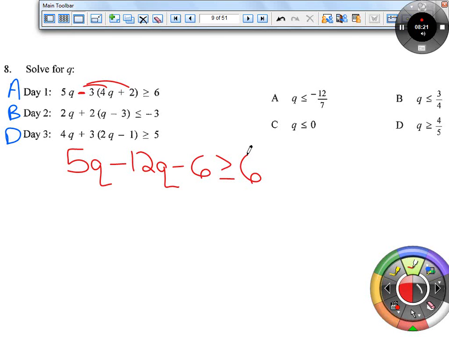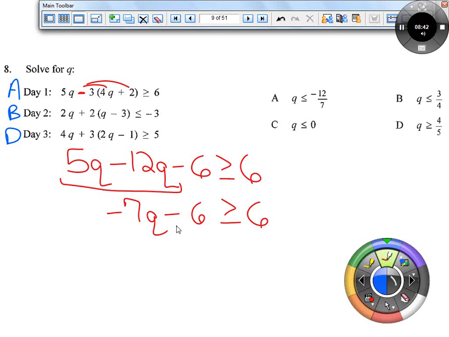And now I need to combine like terms. And I notice that these are on the same side of the inequality, so I just add and subtract them like normal. So 5Q minus 12Q is a minus 7Q. Minus 6 is greater than or equal to 6. Then I need to add 6 to both sides. So I'm going to go ahead and add 6. And that's going to cancel this out. So that would be negative 7Q is greater than or equal to 12.